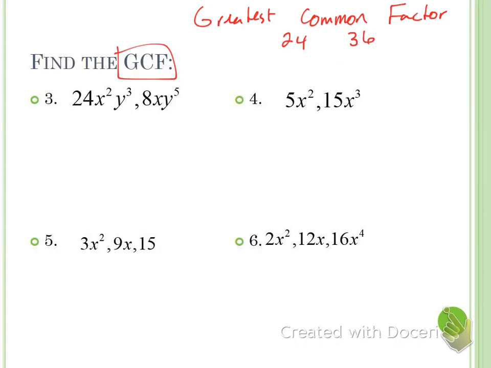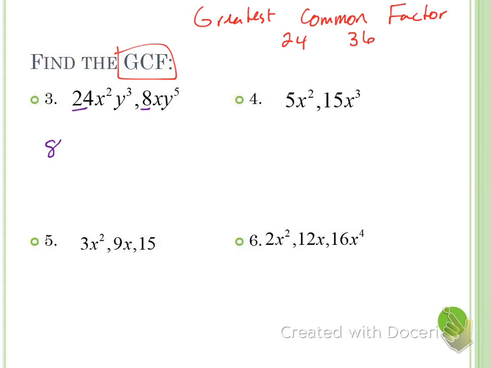So if I'm looking for the greatest common factor for 24x squared y to the third and 8xy to the fifth, okay? I'm looking for the largest monomial, which could be a mixture of numbers and variables, that I can divide into both of those. Right? Well, the coefficients first. The largest number that will go into both 24 and 8 is going to be 8, right? I can divide 8 into both of those. So I want to make sure I divide that out, right?